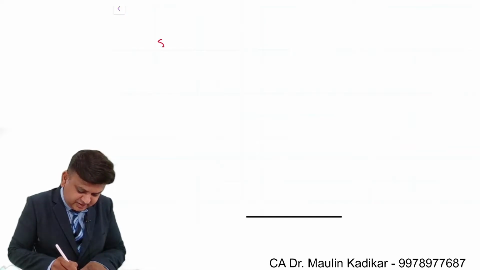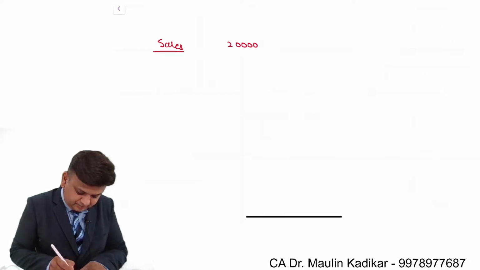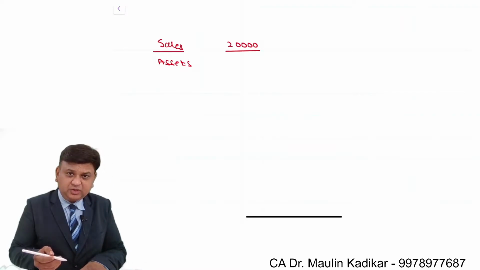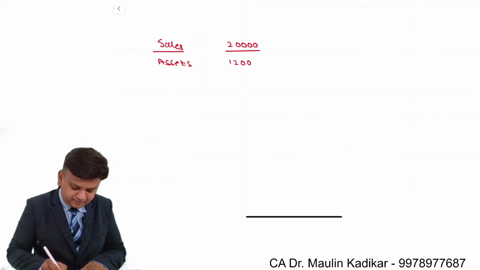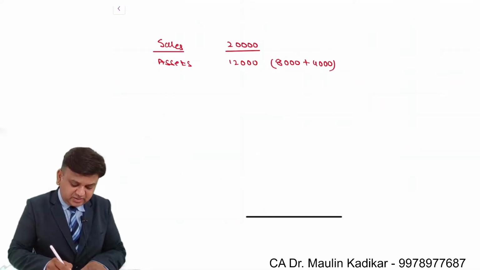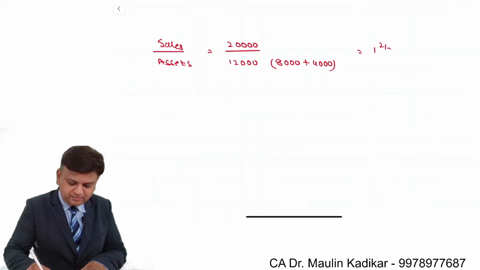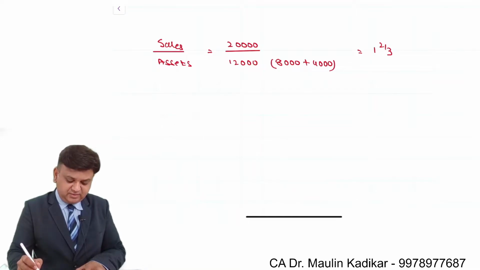See, the sales of the company is given to us, an amount of 20,000, divided by the assets, that is an amount of rupees, in total 12,000, that is 8,000 plus 4,000. So the asset turnover ratio is 20,000 divided by 12,000, that is 1/2. This is what we understand.